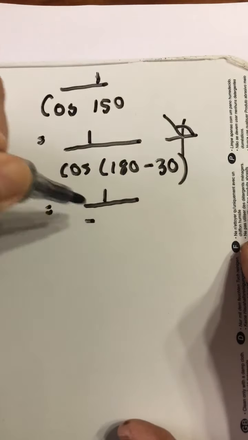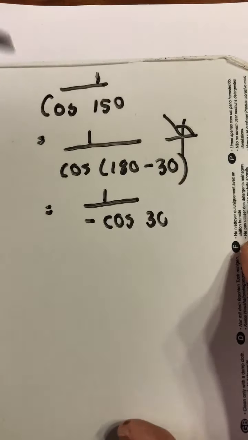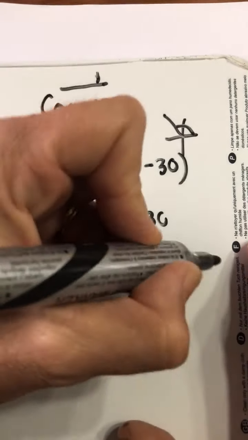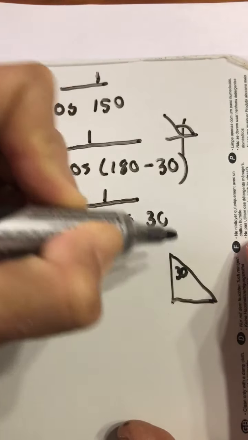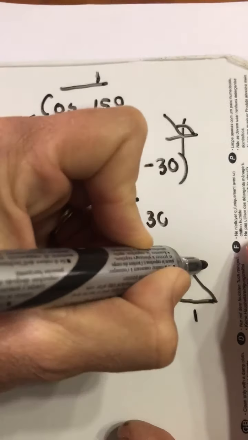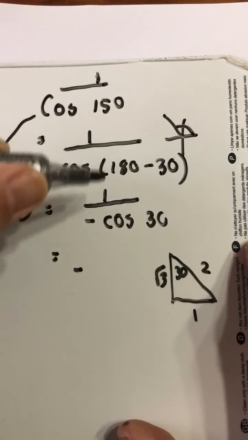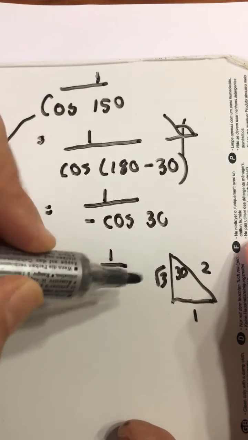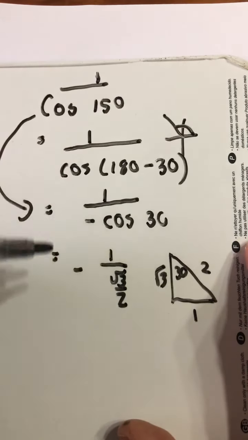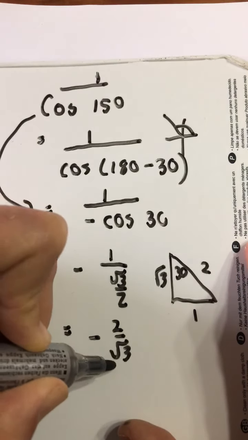In quadrant 2 it's negative, so it's just cos 30. So once you've practiced this enough, you can go straight from this line to this line, and that will be absolutely fine. Okay, now you're using your special triangles. So there's my 30-degree angle, and that is going to be 1, 2, root 3. So I can just put the negative on the side, it doesn't matter. And that is 1 over, and then cos 30 is root 3 over 2. And then you know that you can simply flip that over, so it's negative 2 over root 3.